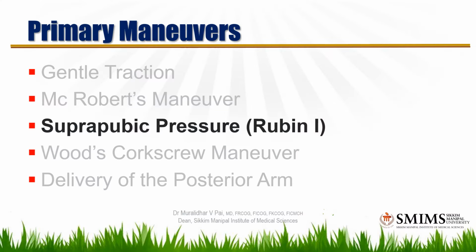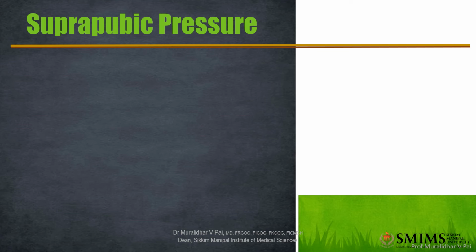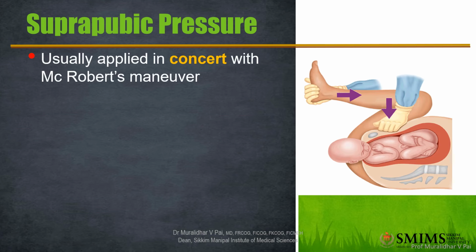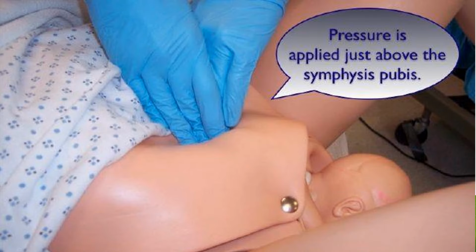Let's now look at suprapubic pressure, which is also called Rubin 1 maneuver. The idea of suprapubic pressure is to decrease the bisacromial diameter. It is usually applied in concert with McRoberts maneuver, as told earlier. The pressure is applied just above the symphysis pubis, and it is better applied by an assistant.